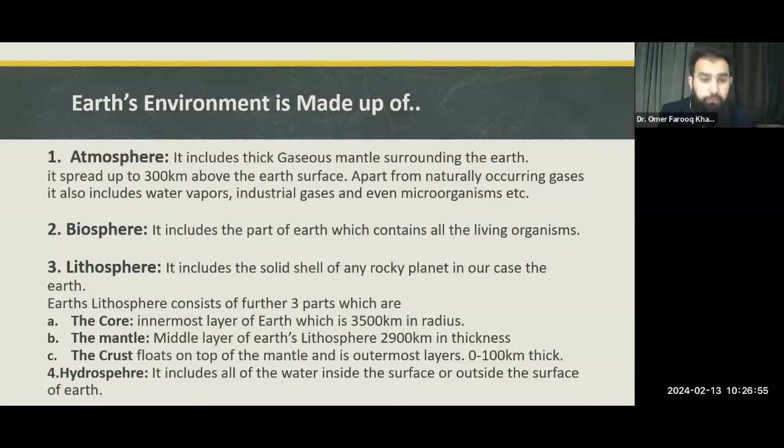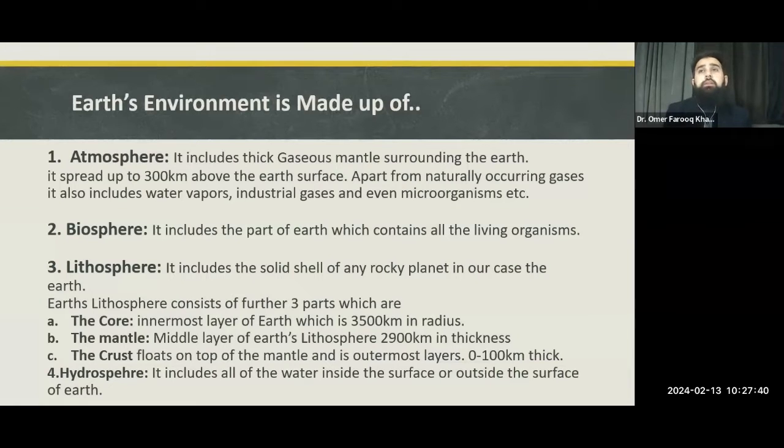And then there is the hydrosphere. It includes all of the water on planet Earth, whether it's inside the surface of the planet or outside of the surface of the planet. And the hydrosphere includes seawater, oceanic water, and fresh water as well. Most of the people in this class would already know that roughly 97% of the water on Earth's surface is salt water, seawater or oceanic water, and only 3%, and some books even say 2%, of the total water is fresh water.